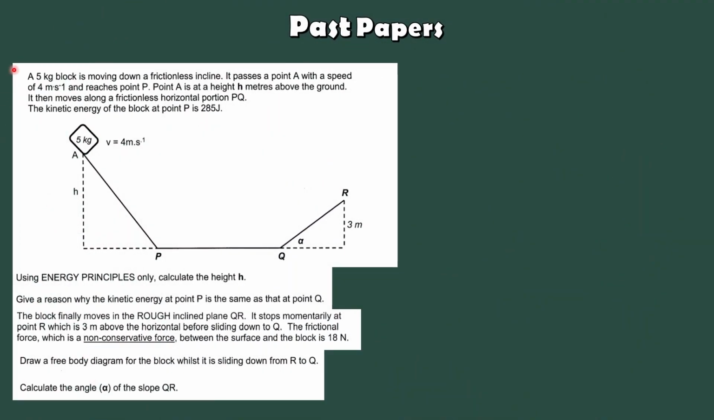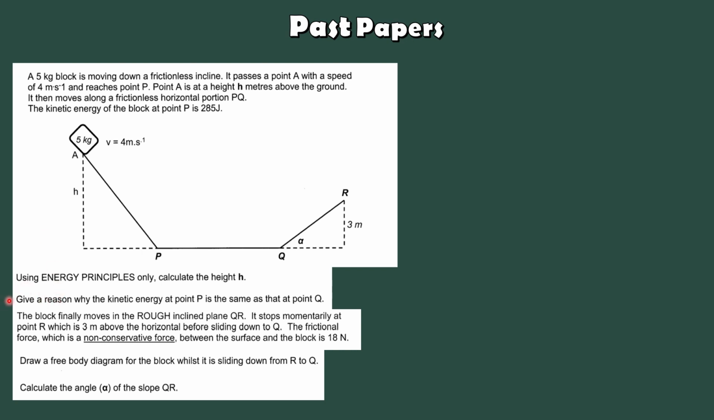The first one reads: a 5 kg block is moving down a frictionless incline. It passes point A with a speed of 4 and reaches point P. Point A is a height h meters above the ground. It then moves along a frictionless horizontal portion, PQ. The kinetic energy of the block at P is 285. Use energy principles only. Calculate the height h.